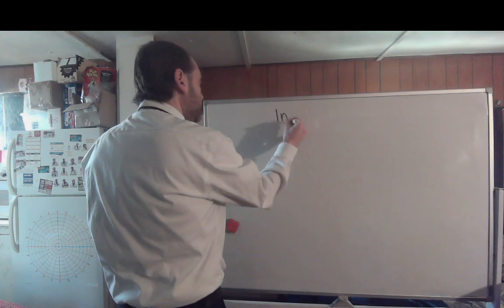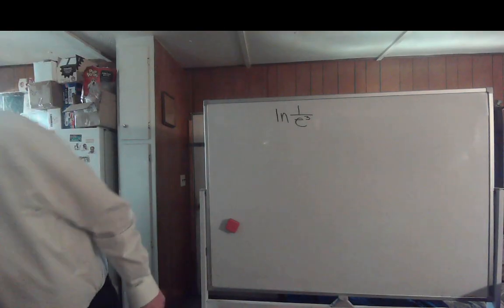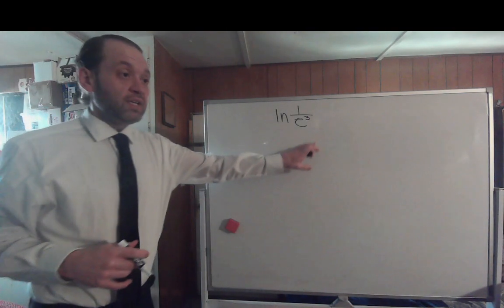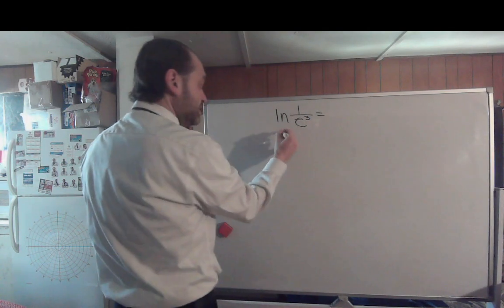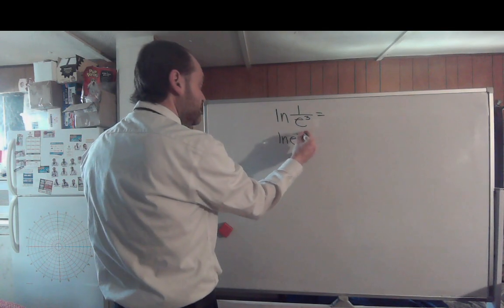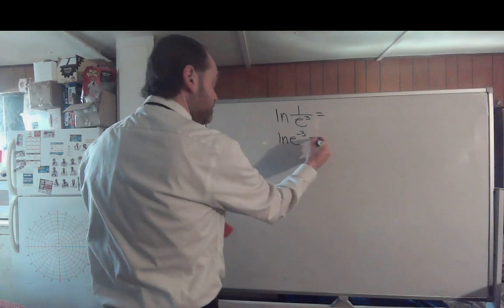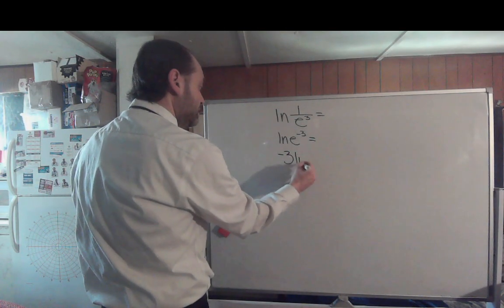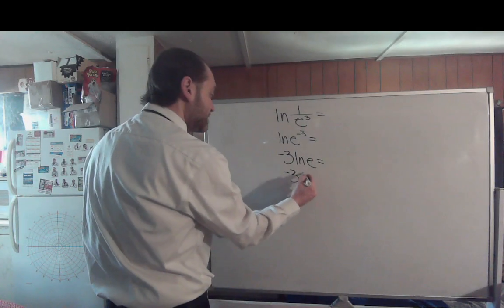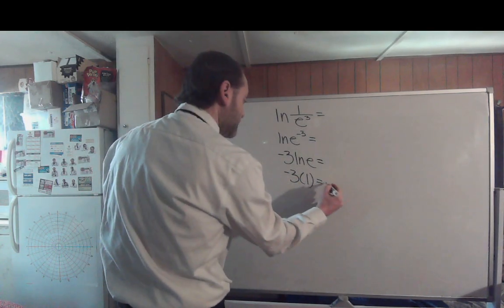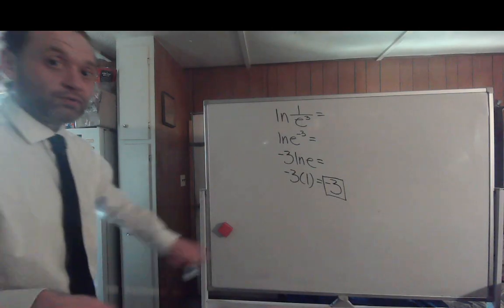We have the ln of 1 over e to the third. So we have the ln of e to the third. Ln of 1 over e to the third. This could be written the same as ln of e to the negative third, right? Well, we can bring that power down front. This would turn into -3 times the ln of e. Ln of e is 1, so this will turn into -3 times 1, which would simply give you -3 for your answer. So the answer to this one is -3.